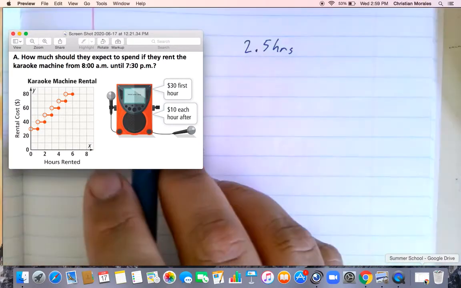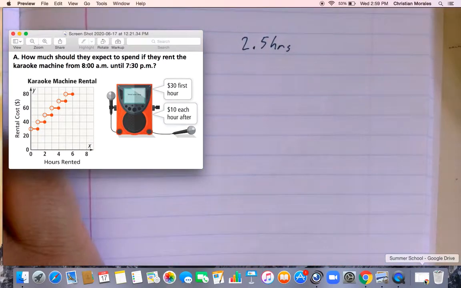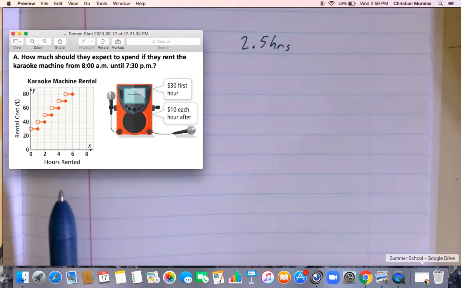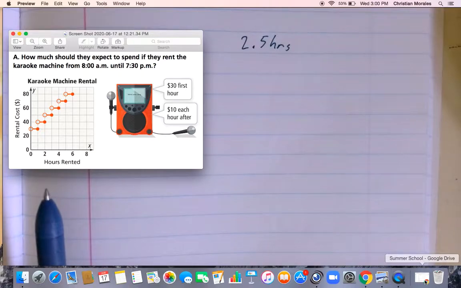2.5, right? So let's take a look at it. I wish I had a cursor so I can show you. But if you look at the graph right here, right? Look at the graph up here. If you're at 2.5, you're going to be charged $50. So once you go into that 2-hour mark, you're going to get charged $10 more for that. Okay. So think about that.